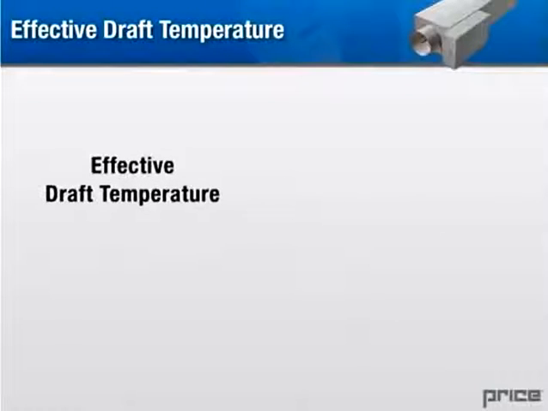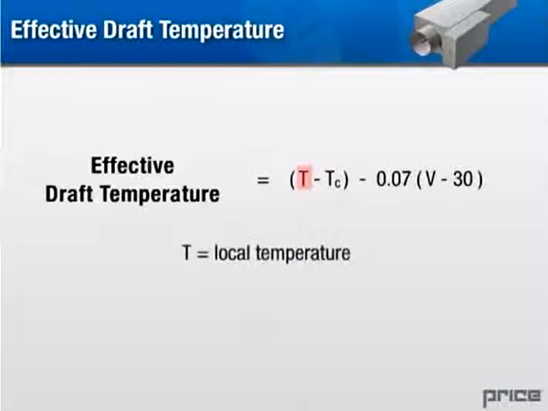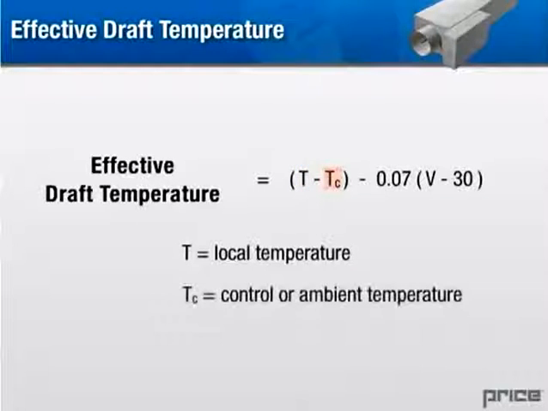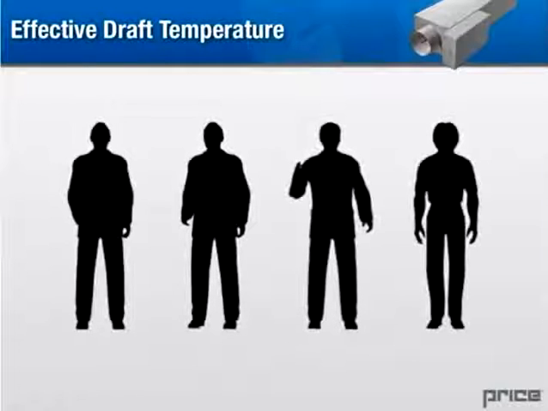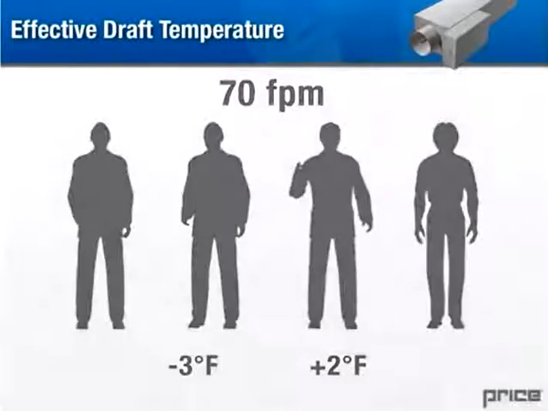The effective draft temperature can be calculated as follows. Where T equals the local temperature in degrees Fahrenheit, Tc equals the control or ambient temperature in degrees Fahrenheit, and V equals the local velocity in feet per minute. Research indicates that a high percentage of people are comfortable where the effective draft temperature difference is between -3 degrees Fahrenheit to +2 degrees Fahrenheit, and the air velocity is less than 70 feet per minute.